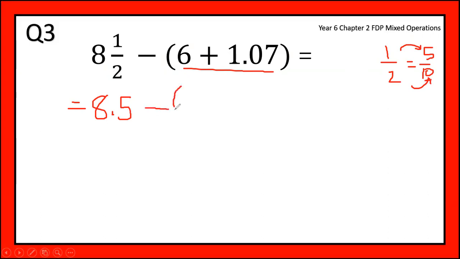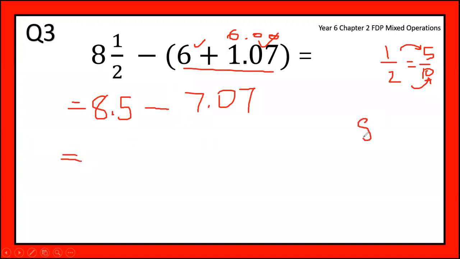Minus, you'll have to find the answer for 6 plus 1.07. Literally, 6 is in the ones house. So if you add the 6 to 1.07, you're going to get 7.07. At this point, you don't need the bracket anymore. So we can do away with the bracket and now do the subtraction.